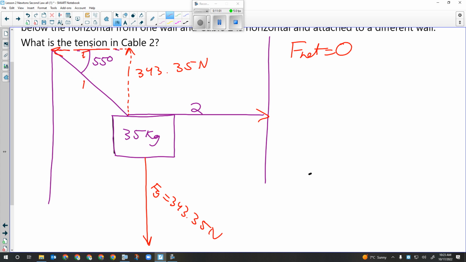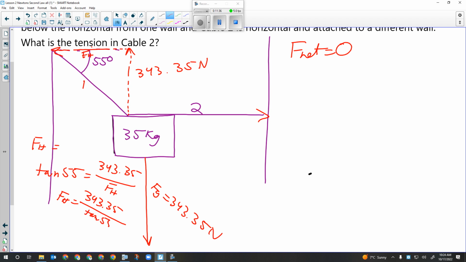So if I'm going to find the force horizontal, I'm going to have to use tan, right? And it's going to be opposite over adjacent. So the tan of 55 is going to equal 343.35 divided by the side I don't know. Right? So if I want to solve for the side I don't know, I just have to cross multiply it. Okay? So the force horizontal will be 343.35 divided by the tan of 55.